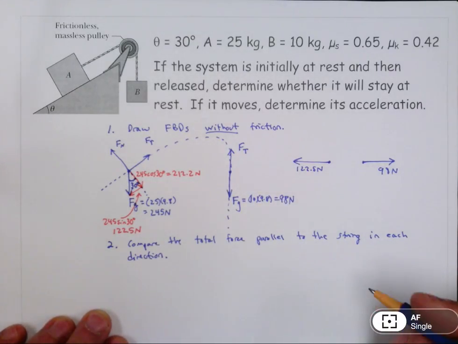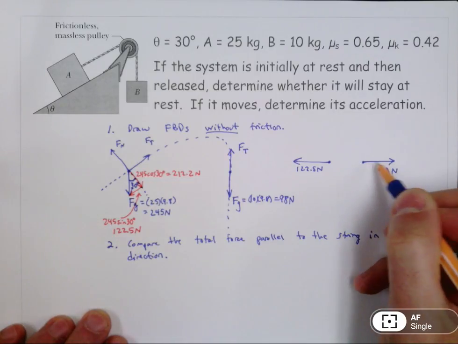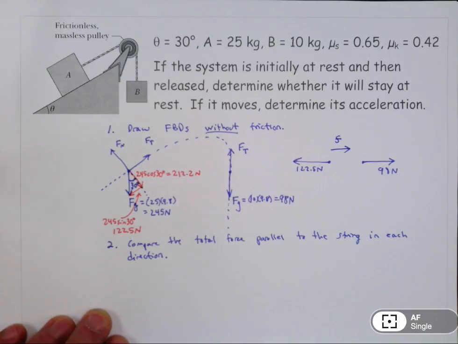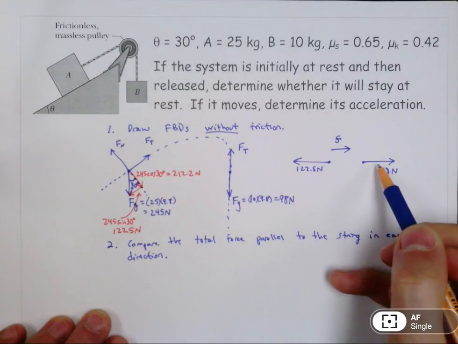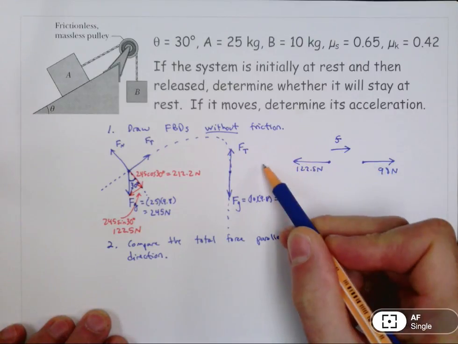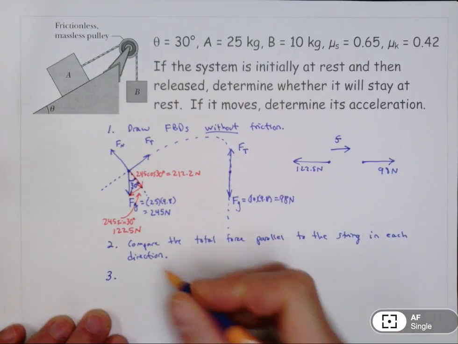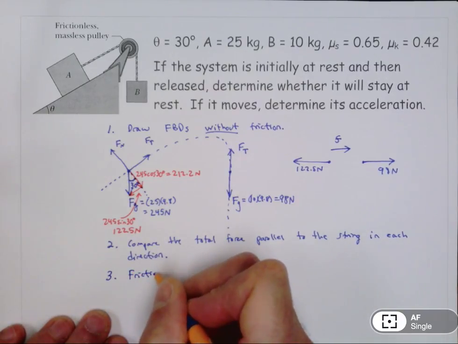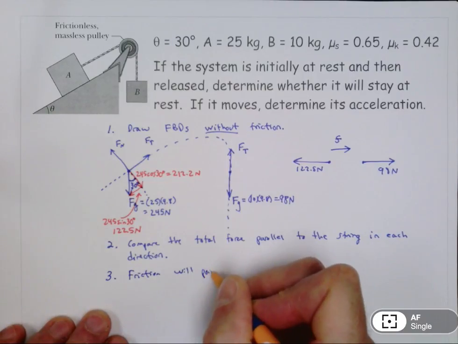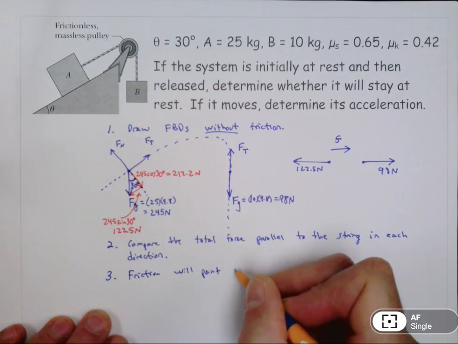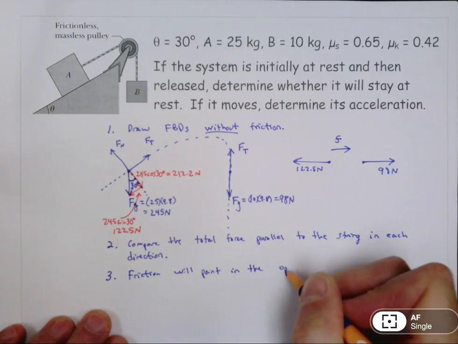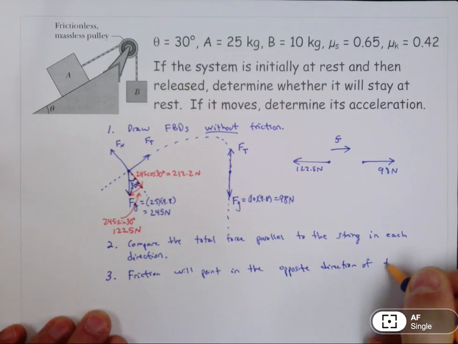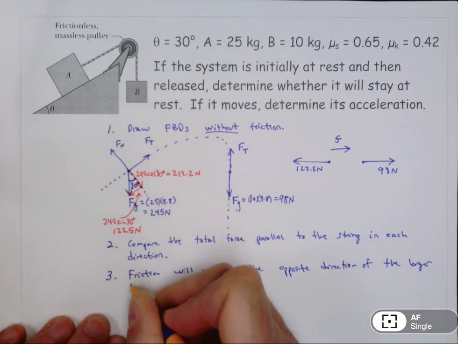And we can figure out which way friction has to point if it's going to balance things out. Friction, if it's going to balance things out, has to give some help to this direction over here. So friction would point that way. Friction has a tendency to point that way because the entire system has a tendency to slide to the left. So maybe we'll just write down here that friction will point in the opposite direction of the larger total force.